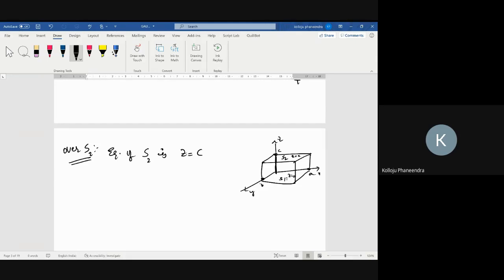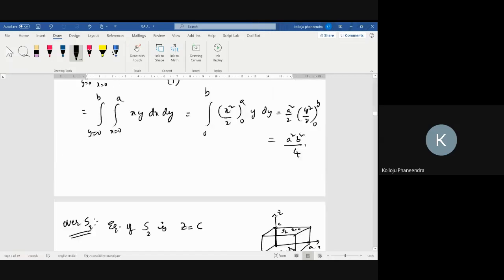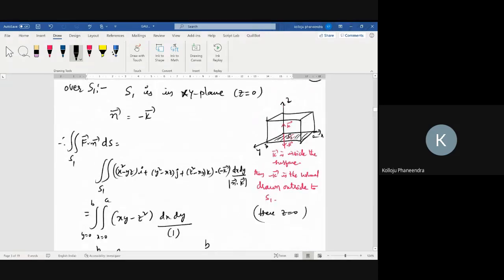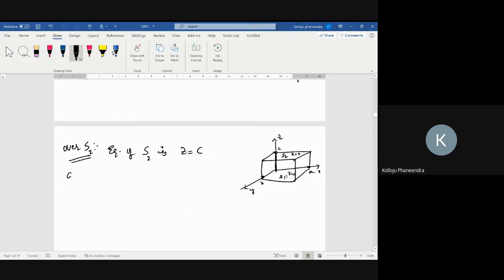Z equal to c, then everything is the same. Here z equal to 0 and one more point. And what is the outward drawn normal vector? It means drawn outside. Now this is the top surface. So obviously, what is the normal vector here? Not downwards, upwards. Here n bar equal to what? Positive k bar. n bar equal to positive k bar.